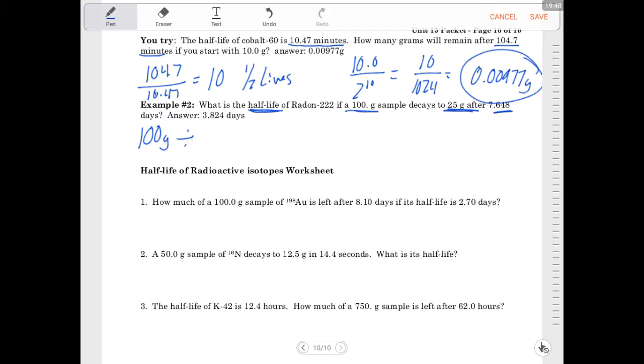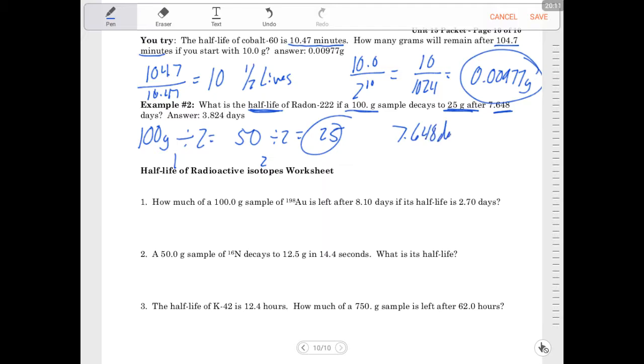So 100 divided by 2, that's 1 half-life. That's going to give me 50. So I'm going to jot a 1 down there. Then I'm going to do 50 divided by 2 equals 25. There's my second half-life. Oh, look, there's how much it was. So how many half-lives did I have here? 1, 2.